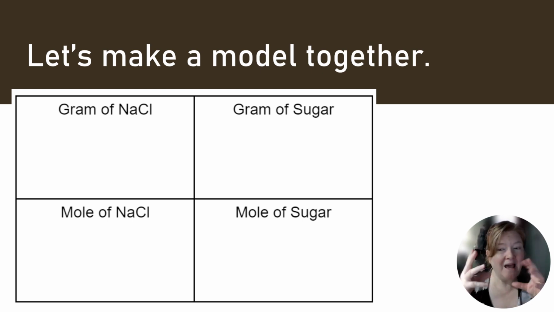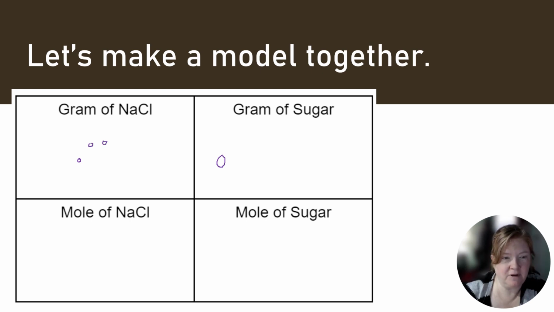Now, I'm not going to want to show the particles bonded. I'm just going to show representative size. So I know when I'm comparing a gram of NaCl and a gram of sugar, the particles of NaCl are smaller when I compare them to the particles of sugar, right? So in a gram of NaCl, I'm going to have, and I'm trying to draw these roughly the same size, okay? I have a lot more particles, okay? And the number doesn't matter so much.